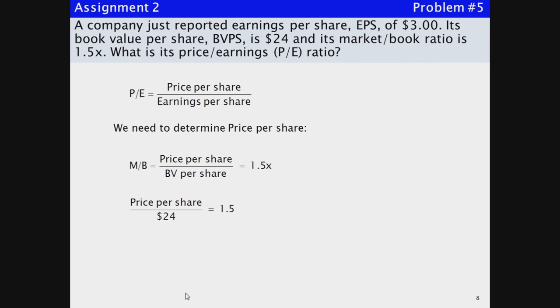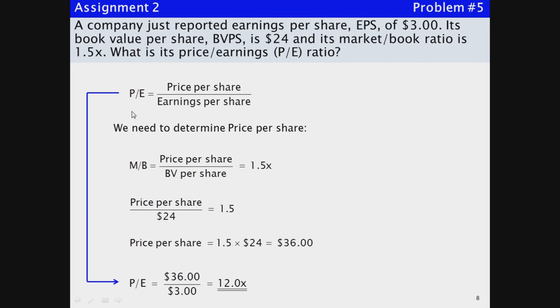Because book value per share is $24. The ratio itself is 1.5, therefore we can calculate price per share. The price per share would be 1.5 times $24, or $36, and therefore the price-earnings ratio is $36 we just computed as the price, divided by the earnings per share which was given, and it's equal to 12.0 times.